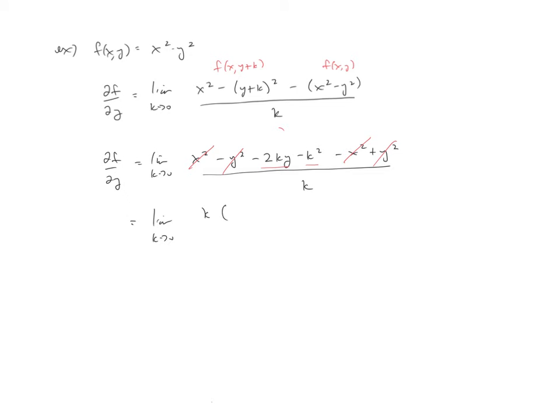If I factor the k out, I'm going to be left with negative 2y minus k over k. These will divide off, and then if we evaluate our limit as k approaches 0, this guy right here would also zero out due to the limit. So the limit takes that to 0, and we have a final answer of negative 2y. So that's using the limit definition.